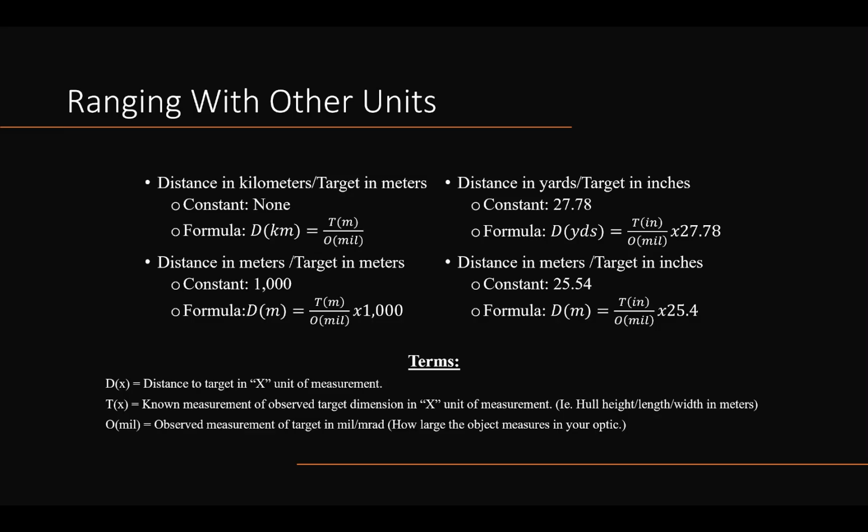D is going to stand for our distance to target. This is going to be the most common way that you lay it out because typically you are solving for distance. You want to know how far away that thing is. T is our known measurement of our target. So its whole height, width, length, doesn't matter as long as it's the same as the measurement that we are actively measuring through our optic. We need the same dimension. O is going to be our observed measurement of the target. So how many mils or milliradians long is it or tall?